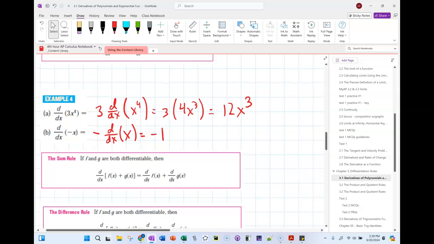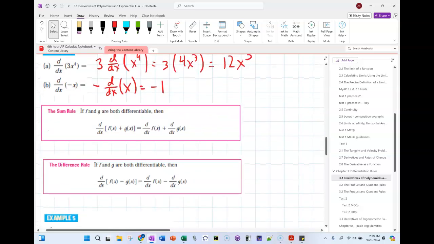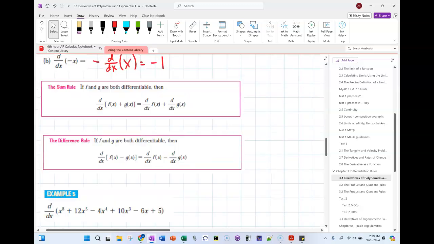All right. The sum rule. Guess what? The derivative distributes. So if I have the derivative of the sum of two functions, I can just distribute the derivative and take each derivative separately. Lovely. If it works for addition, guess what? It can work for subtraction too. You guys are so smart.